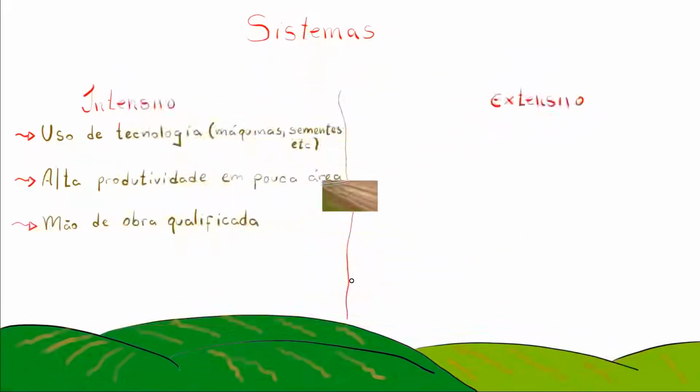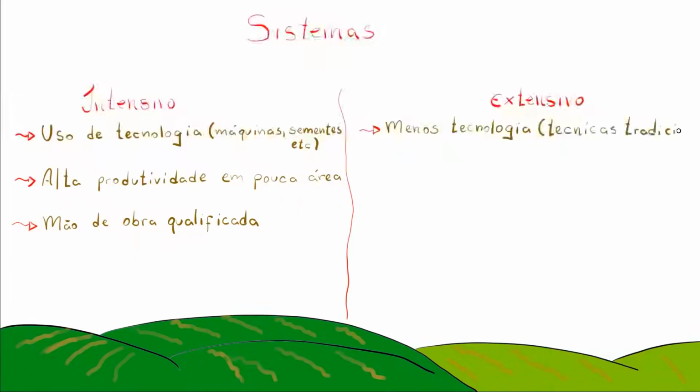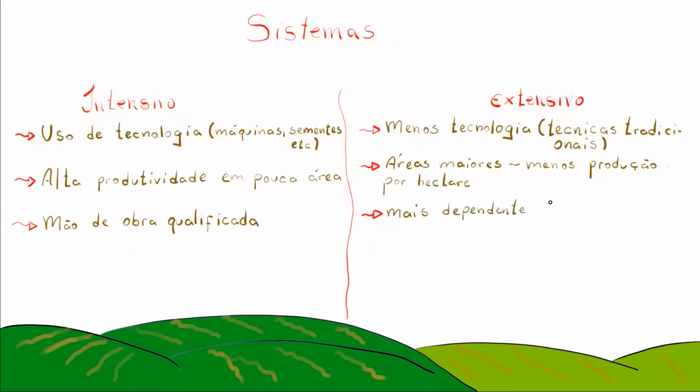On the other hand, the extensive system is the opposite. Look at the word again, extensive. What does it refer to? Extent. In this system, there is less use of technology and more use of traditional techniques. Generally, the areas are larger, but the production is lower. So there is less production per hectare. Because of the low use of technology, this system will also depend more on natural conditions, such as fertile soil and rain, even the slope of the land, right? So in short, I would say that the difference between the intensive and extensive systems is the use of and investment in technology, all right?